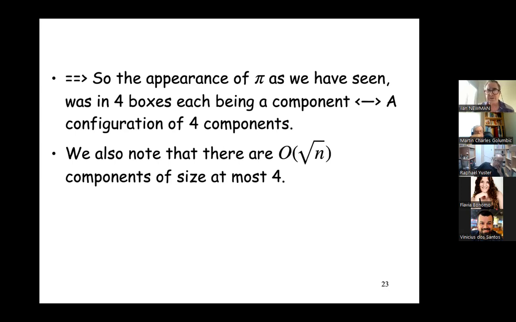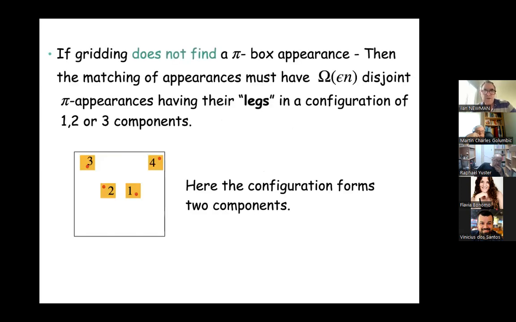And we also note that if we count the number of components, since every column contains a constant number of boxes and every row contains a constant number of boxes, there are a linear number of components of size at most 4. Just think about it as a graph of constant degree. So you have a constant number of connected subgraphs of size 4. Okay, so if you have a pi appearance in 4 boxes, then you are already done. That was our easy case.